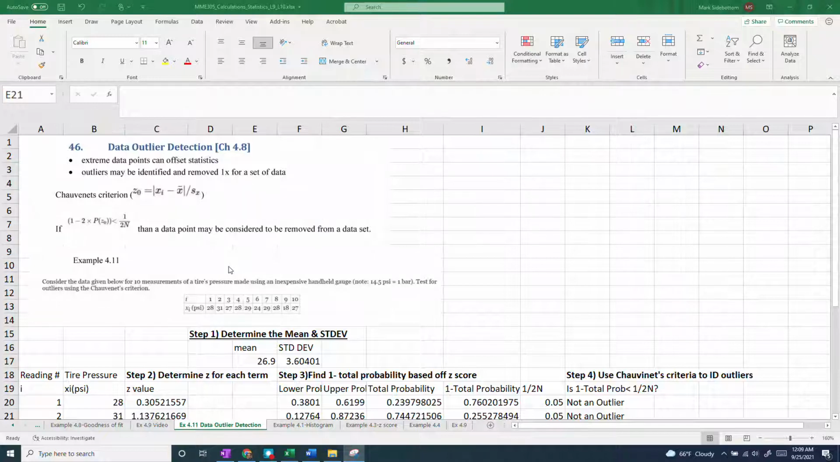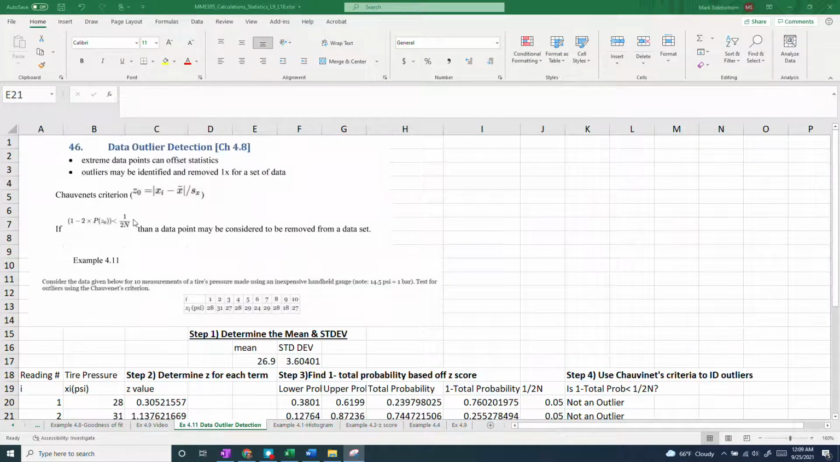In order to identify outliers, we use something called Chauvenet's criterion, which is based off of the z-score. It says that if 1 minus 2 times the probability of your z-score, which you can think of as the area inside your Gaussian distribution, not the outlier extremes, is less than 1 over 2n, that data point is an outlier and can be removed. We'll do an example of how you would apply Chauvenet's criterion using Excel.